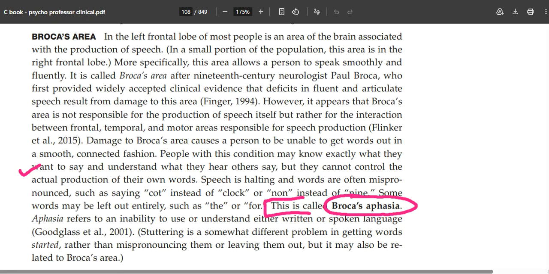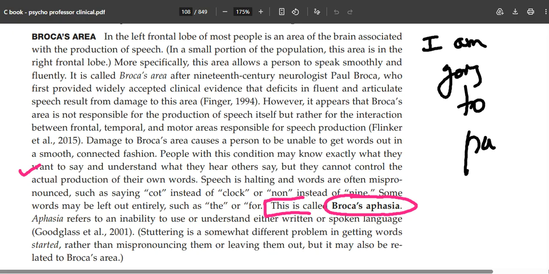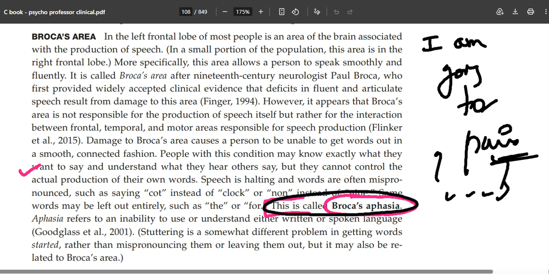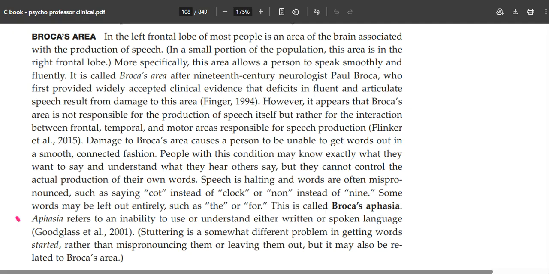When they are not able to speak properly in a smoothly connected fashion, they are not able to say "I am going to Paris." They will say "going bathing Paris" and like that. This is called Broca's aphasia. Now, what is aphasia? Very important. You will also learn the third type of aphasia right now, and I am sure you might not have paid attention to that.